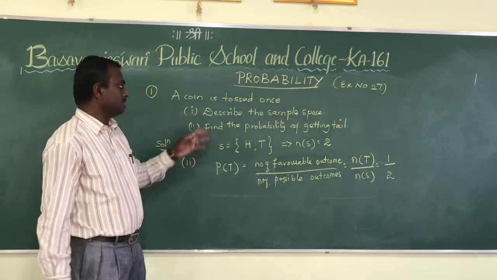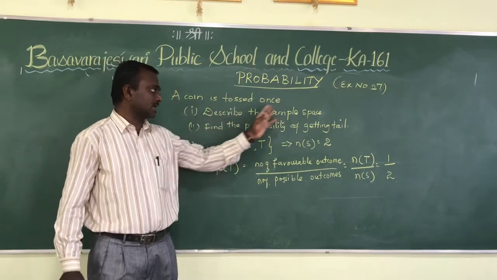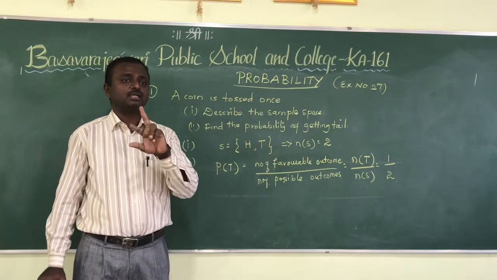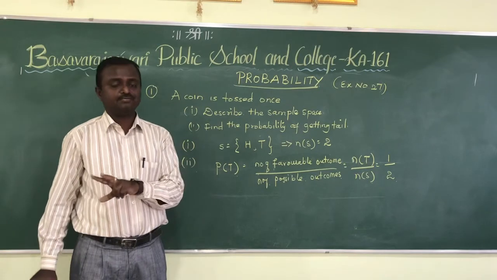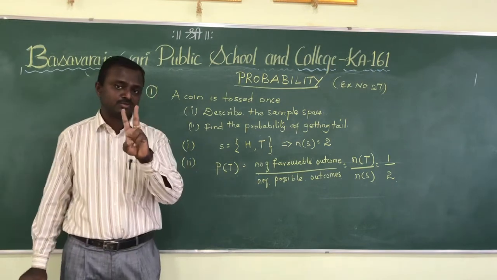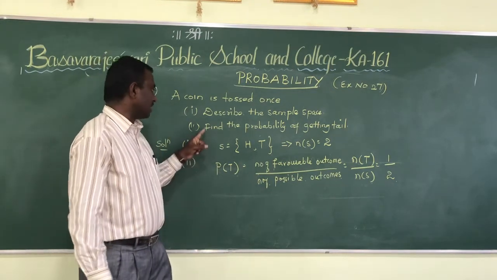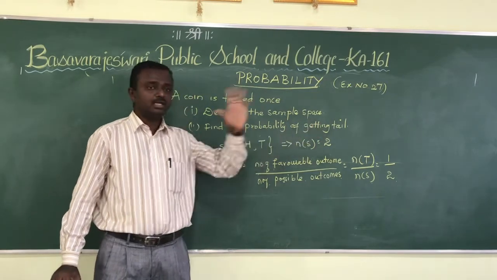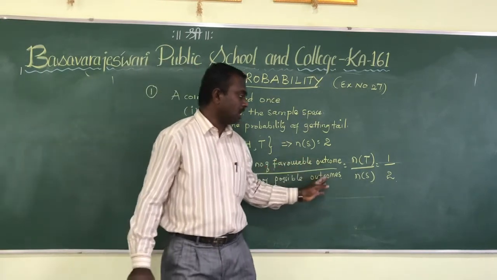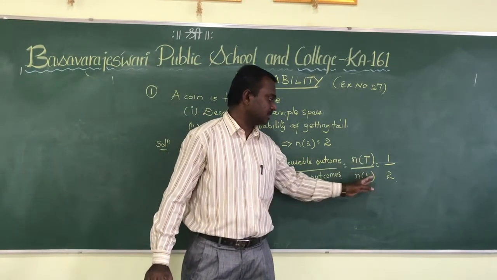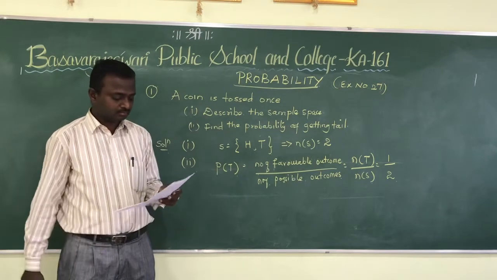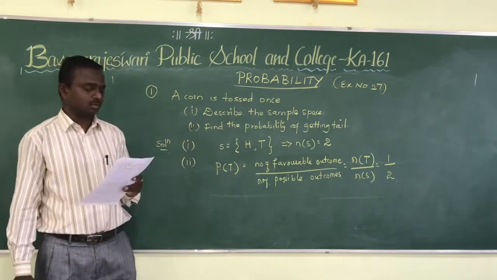So once again I will repeat. A coin is tossed once. Describe the sample space. Sample space means when you toss a coin, you will get either head or tail, isn't it? So that means how many outcomes you will get? 2 outcomes. So number of possible outcomes are 2. Now they are asking us to find the probability of getting tail. That is number of favorable outcomes by number of possible outcomes, so number of tails divided by n of S. Therefore 1 by 2. So this is the answer. Take down, copy down.